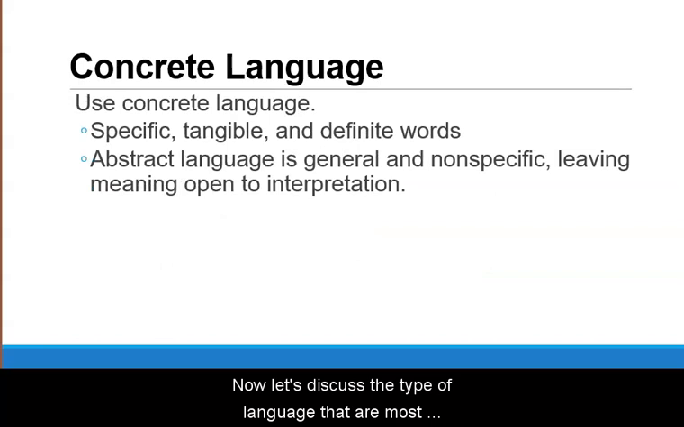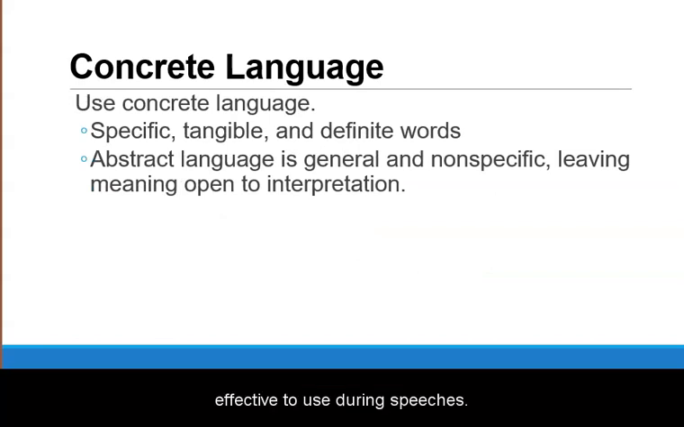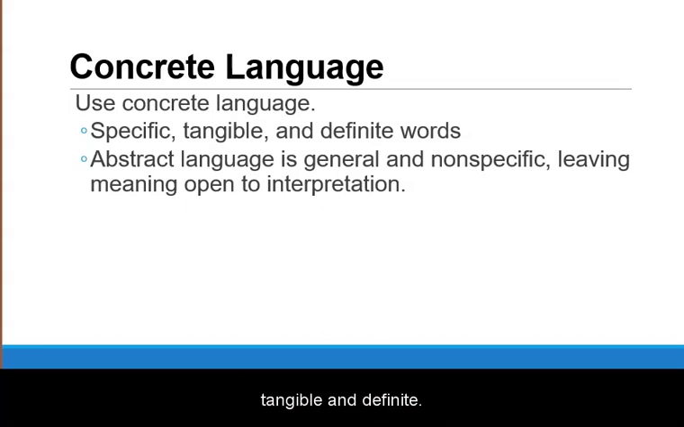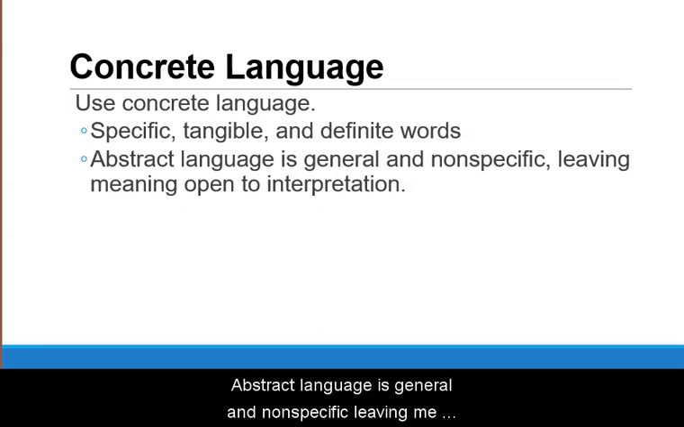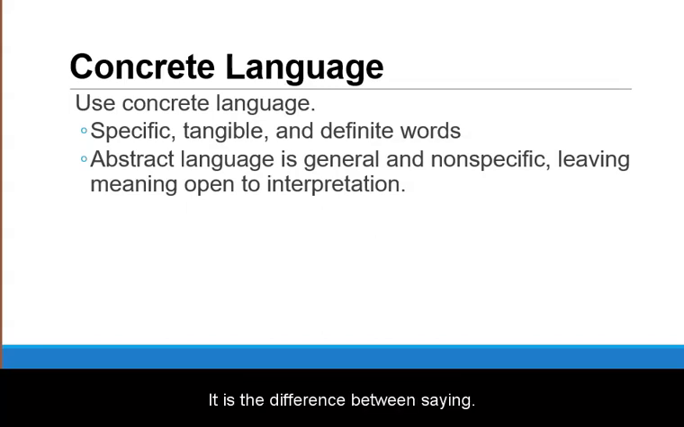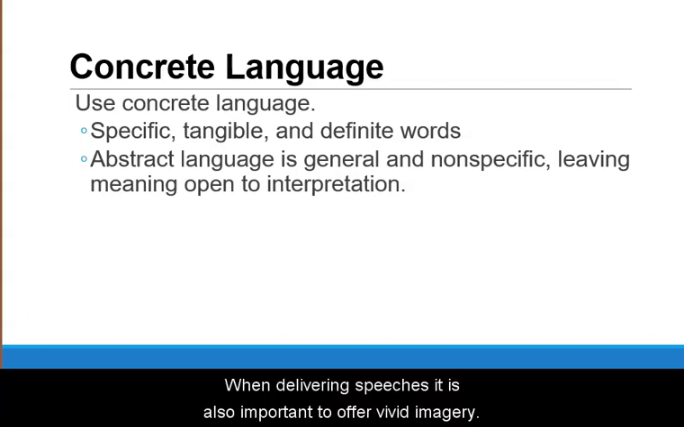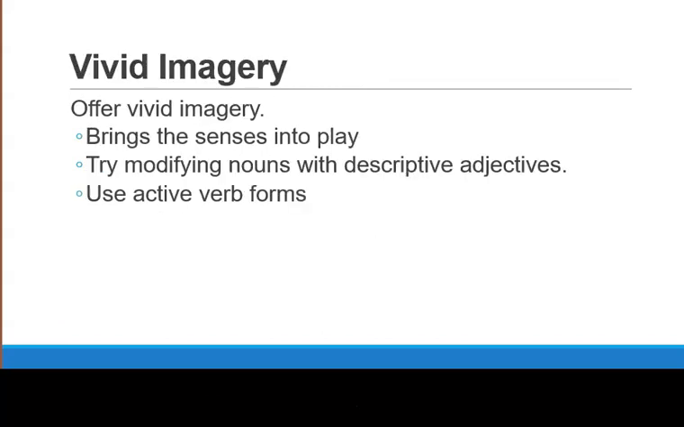Now let's discuss the type of language that is most effective to use during speeches. When delivering a speech, it is most helpful to audiences to use concrete language, or language that is specific, tangible, and definite. Abstract language is general and non-specific, leaving meaning open to interpretation. It is the difference between saying, you should vote for this candidate if you want to strengthen gun control, and saying, if elected, this candidate could possibly make strides in reforming gun control laws. It's a lot different.